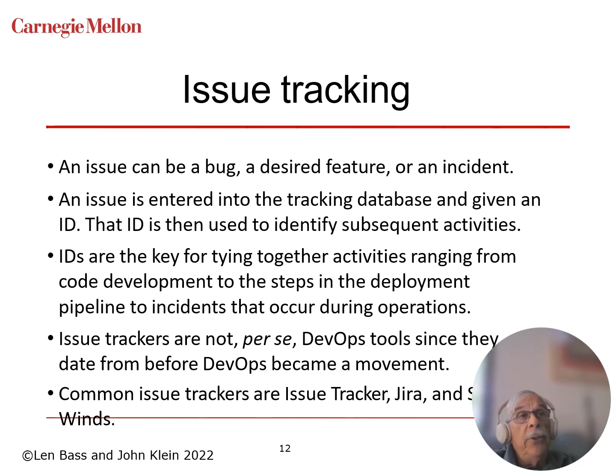So issue trackers predate DevOps. If you want to look at them sequentially, issue trackers have been around for what? This is the 20s. They've been around 40 years, as a guess. Long time anyway. And DevOps has only been around since 2002, more or less. But they're still used and they're still important. And here's a list of common ones: Issue Tracker, Jira, SolarWinds.